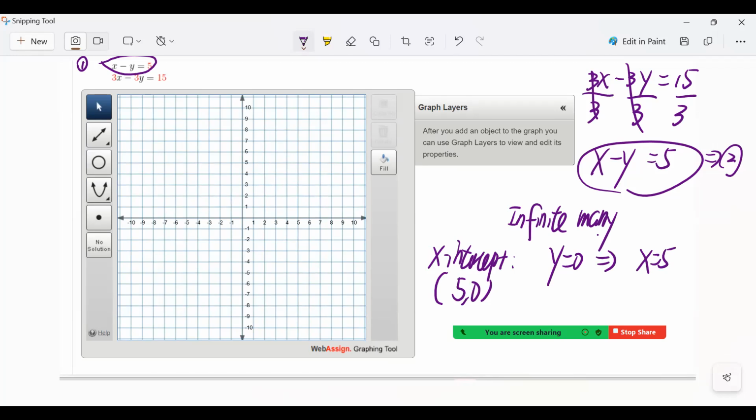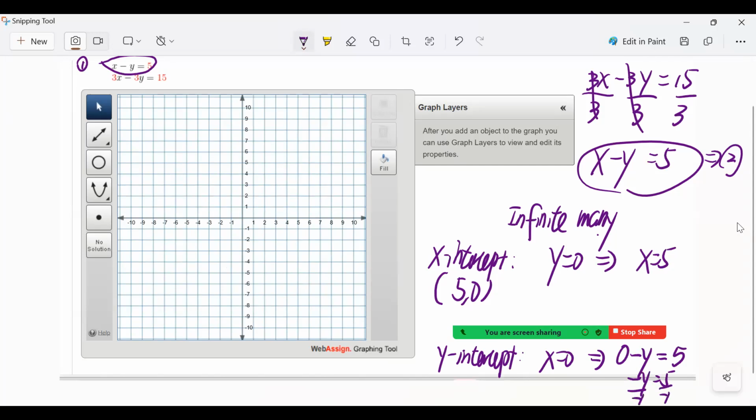And then also find the y-intercept by setting x equal to 0. So x equals 0, then 0 minus y equals 5, right? So negative y equals 5, and divide both sides of the equation by negative 1, then y equals negative 5. So the y-intercept is (0, negative 5).